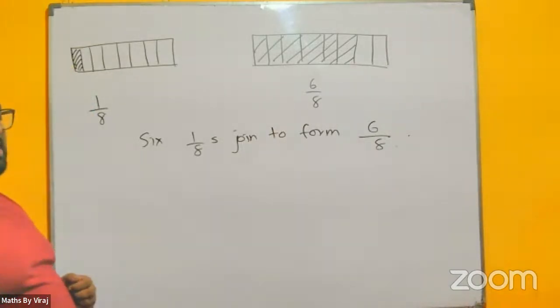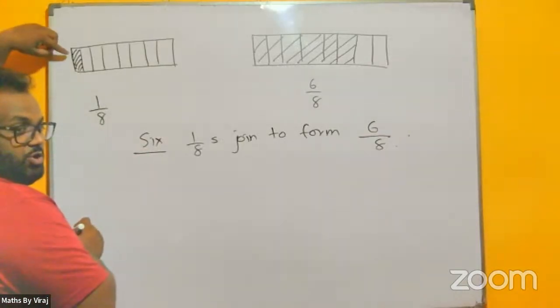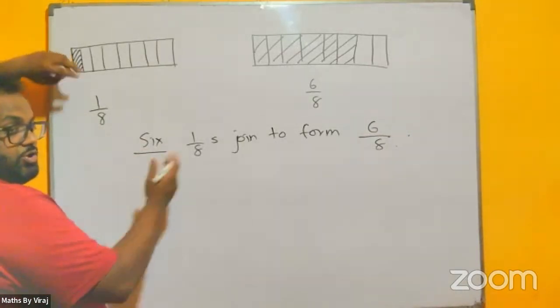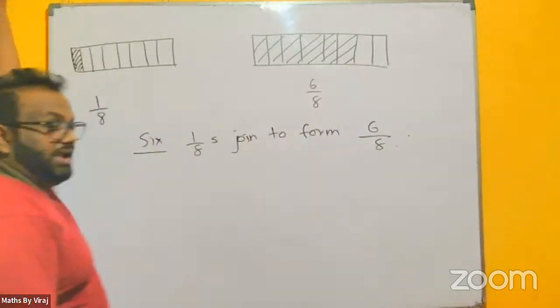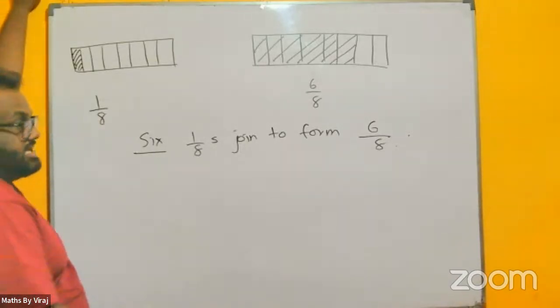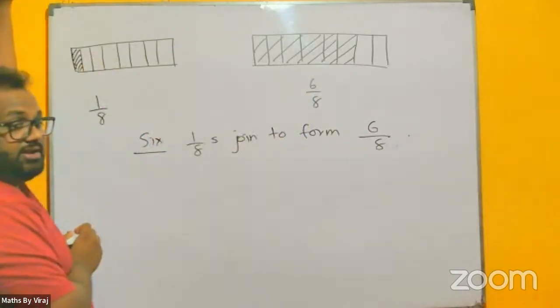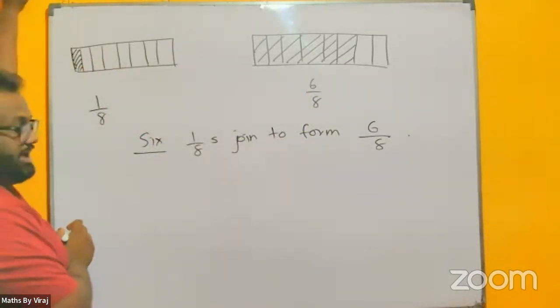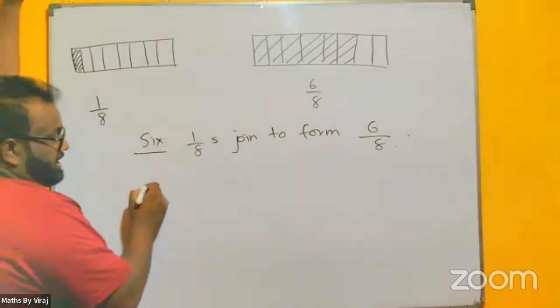Stop other work. Listen to me. Look at the board. Stop doing other work. 6 1 over 8 parts join together to form 6 over 8. Yes or no? 6 of these small parts join to form this. Correct? Am I clear? Okay. Now this is my question to you all.